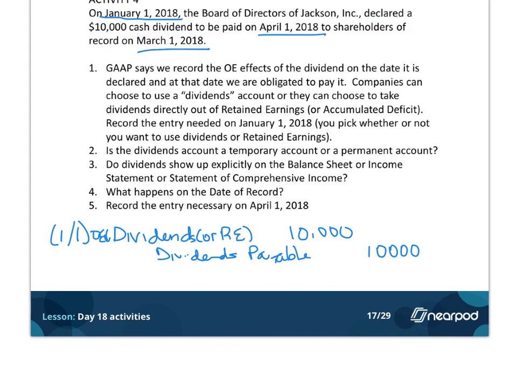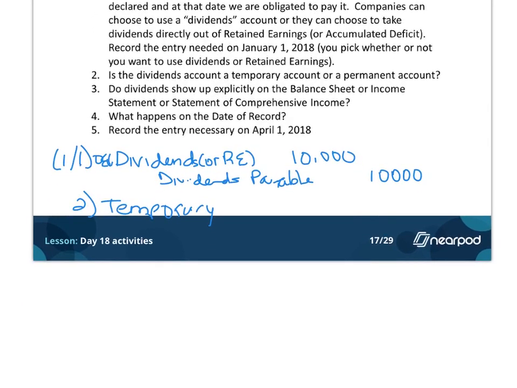Question 2, I ask you, is dividends a temporary or a permanent account? And you know it is a temporary account, which tells you it gets closed at the end of the year. Okay. Question 3 is a think about question. Do dividends show up explicitly on the balance sheet or income statement or statement of comprehensive income? You know the answer is that they are not.